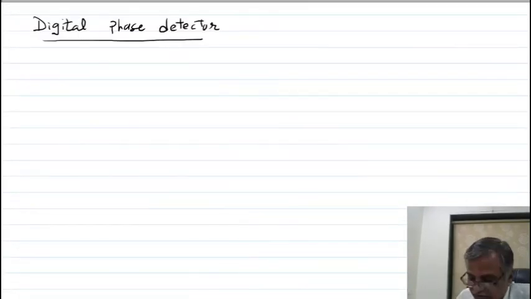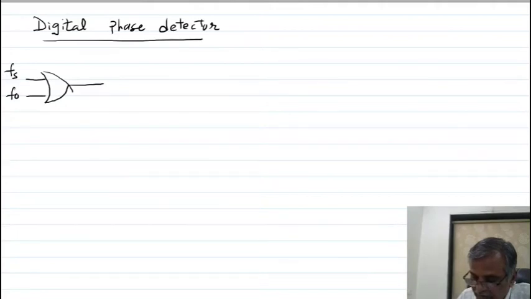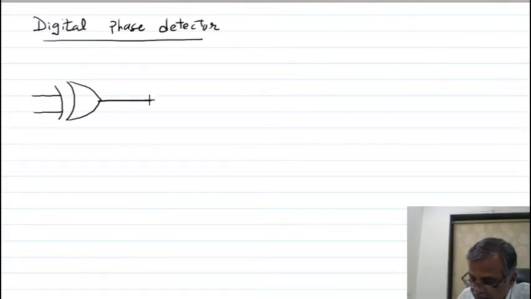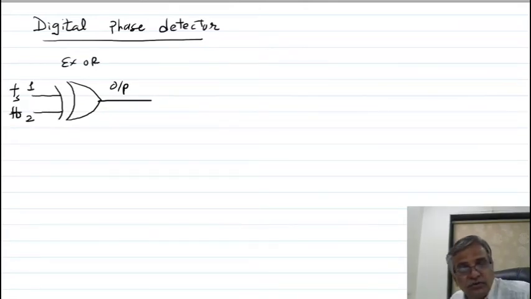Now I am discussing the digital phase detector. An exclusive OR gate can be used as a digital phase detector. The output of the exclusive OR gate is high when both the inputs are at different levels. An exclusive OR gate can be used as a phase detector when both the inputs are square waves.